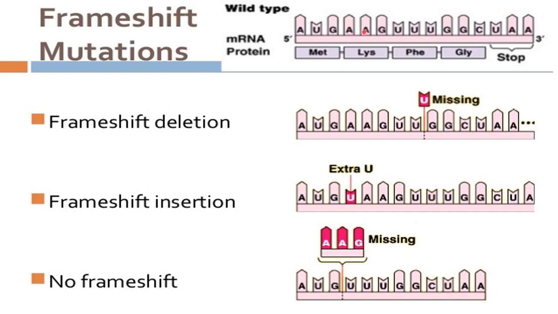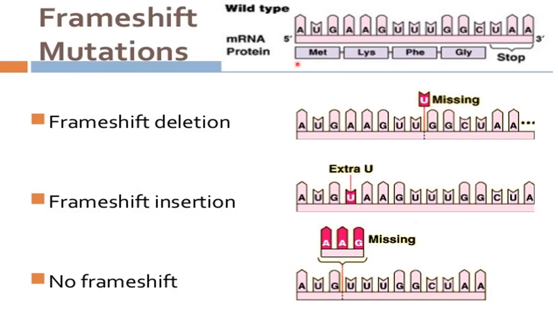Next codon, that is AAG, is coding for lysine. Next codon is UUU, that is coding for phenylalanine. Next is GGC, that is coding for glycine. After that there is UAA, that is a stop codon. Okay, so this is a normal mRNA which is coding for these amino acids and making this normal protein.